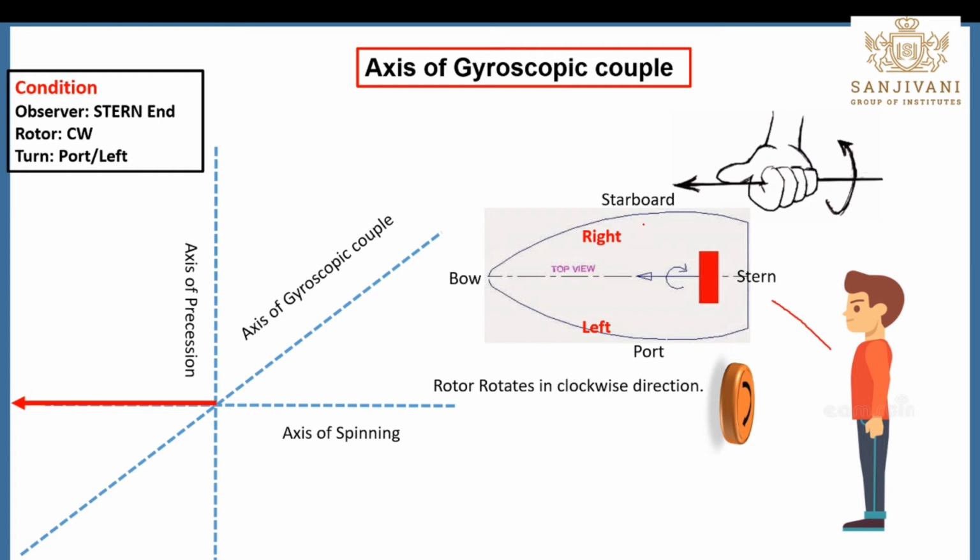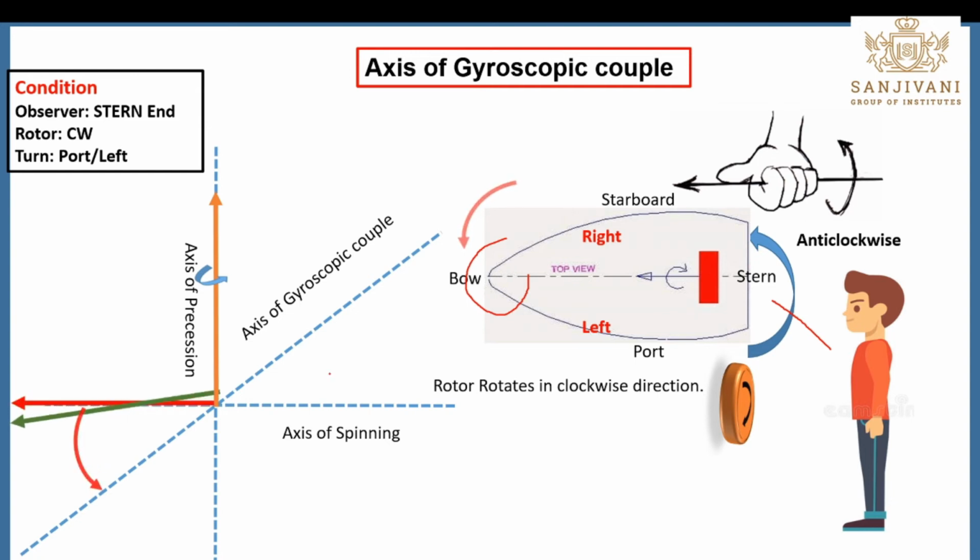Next we will consider the direction of taking the turn. The ship is taking the turn towards the left side, that means this direction, which is again the anti-clockwise direction. So again in this case we need to rotate the axis of spinning in the anti-clockwise direction till it approaches the third axis.